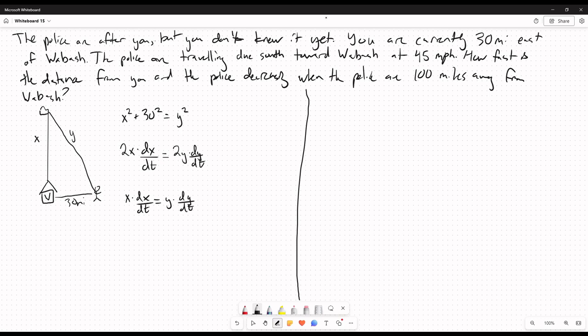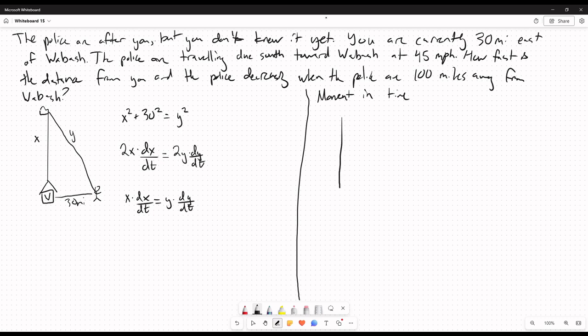And that has our formula relating the distance of the police from Wabash, from me to the police, and also the rate of change of the police from Wabash and the rate of change from me to the police. And what we know is the rate of change of the police from Wabash, and we're trying to find the rate of change from me to the police. So now we're going to go to our moment in time and use the information we have to solve the problem.